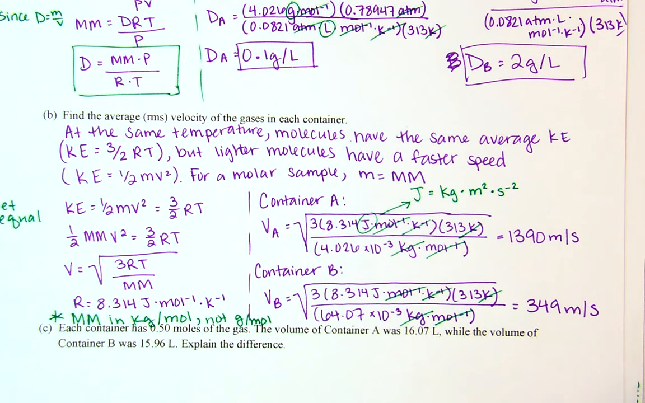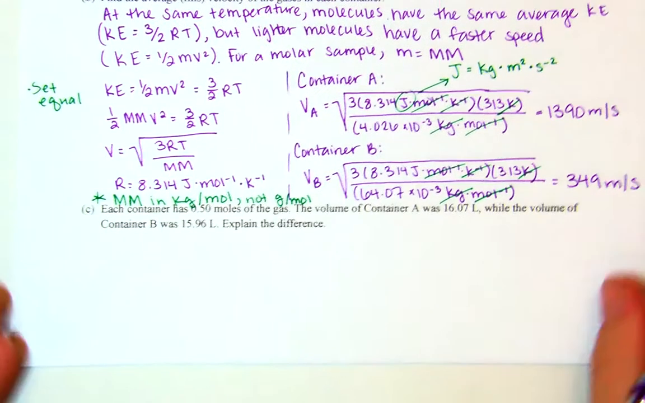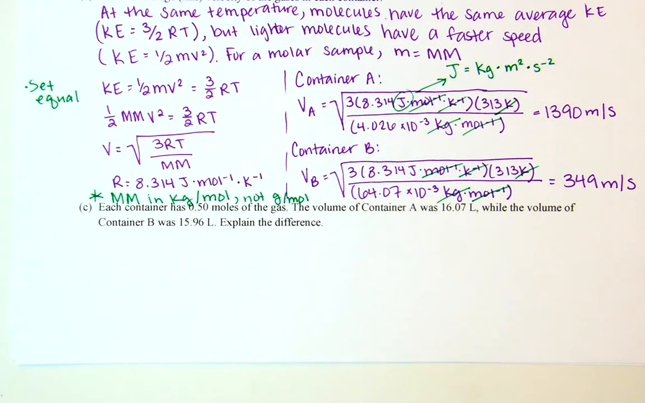Okay, part C. Each container has 0.5 moles of the gas, half a mole of the gas. The volume of container A was 16.07 liters. Well, the volume of container B was 15.96 liters. So what is the difference here? They should be the same. So according to the ideal gas law, all these assumptions should be equivalent. So both containers have the same moles of gas at the same temperature, so they should occupy the same volume.